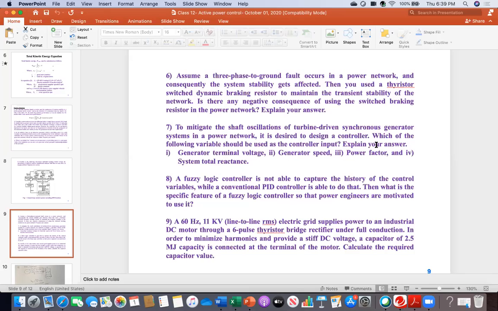So everybody, please write down that the appropriate input to the controller would be generator speed, because the issue is with the shaft oscillation, and shaft oscillation means your speed oscillation. Speed is going high, going low, and ultimately causing the frequency oscillation.